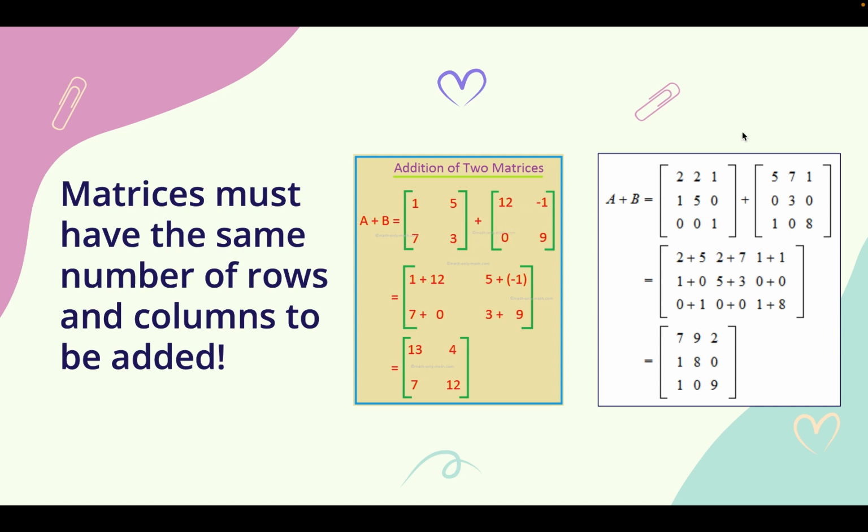So let's take another example. Here we have a 3 by 3 matrix plus a 3 by 3 matrix. So we know that the dimensions are the same, which is why we can add them. So here we would do 2 plus 5, 2 plus 7, which we can see here as well, 1 plus 1, here would be 1 plus 0, 5 plus 3, and so on. And this would be your final matrix.